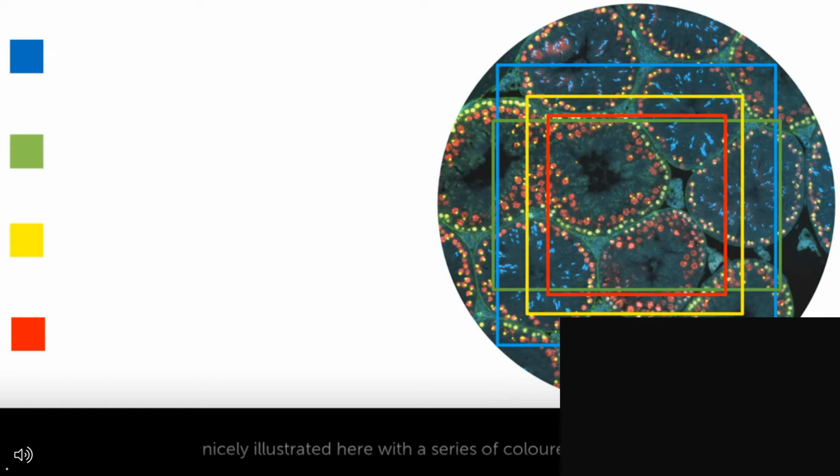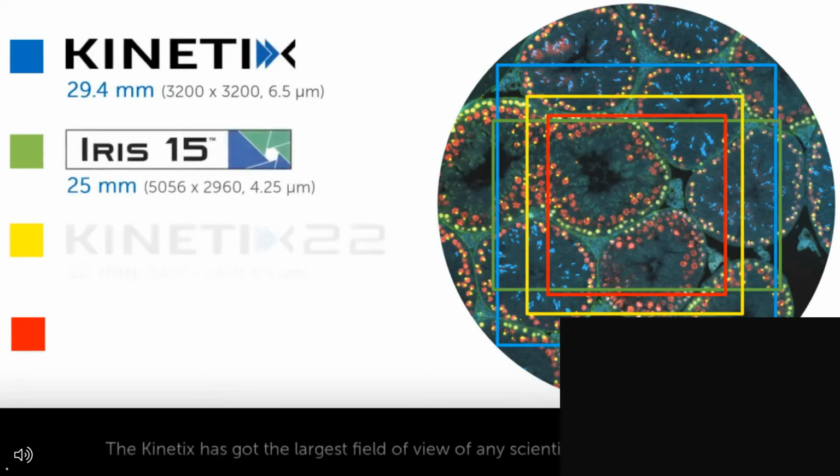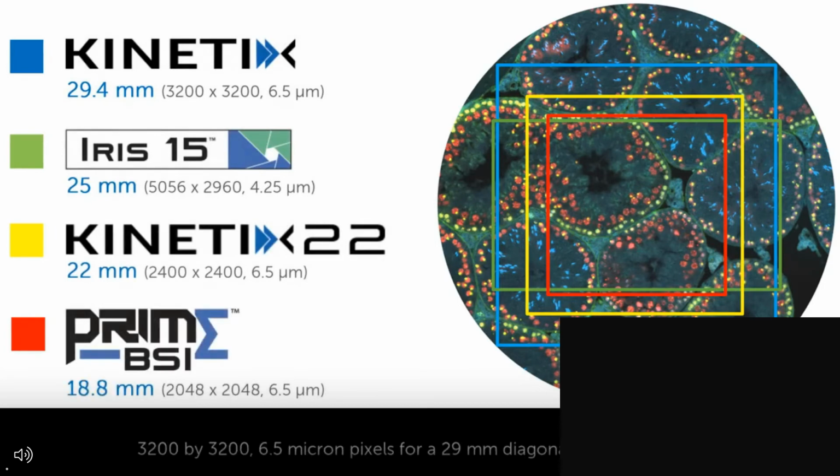These sensors collect different amounts of the field of view that your optical system could put out, nicely illustrated here with a series of colored boxes. The Kinetics has the largest field of view of any scientific camera out there, 3200 by 3200 6.5 micron pixels for a 29 millimeter diagonal across the box. The Kinetics is a camera we designed to maximize throughput. Throughput comes with two aspects: how much data can you collect from your system, and how fast can you collect that data.